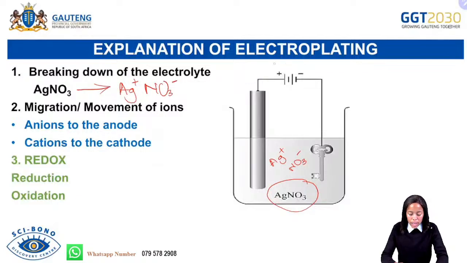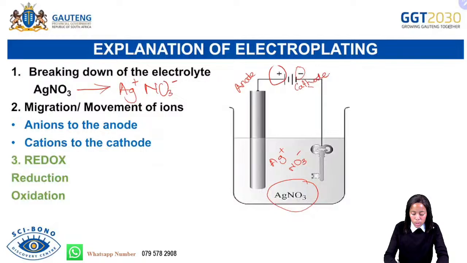So from there, remember we said the positive electrode will represent the what? The positive electrode will represent the anode, and the negative electrode will represent the cathode. Okay, so the negative electrode will represent the cathode, and the positive electrode will represent the what? Will represent the anode.